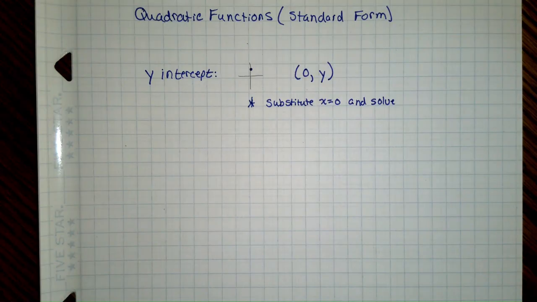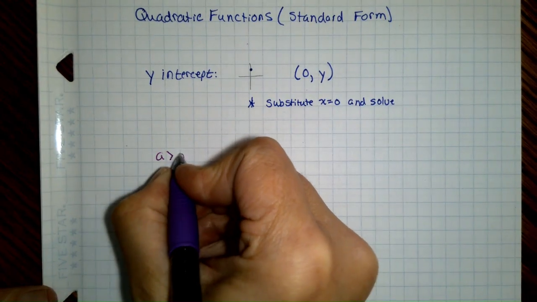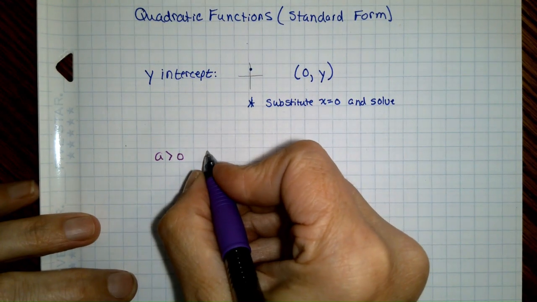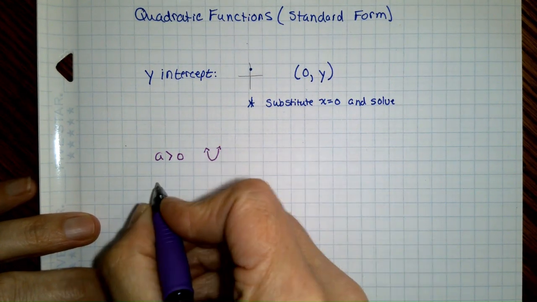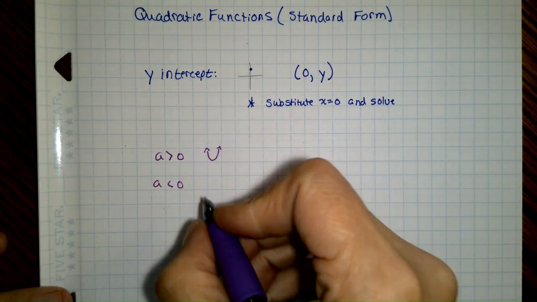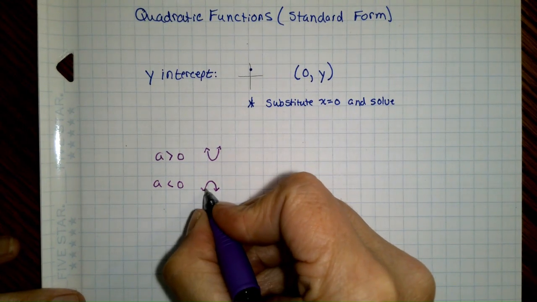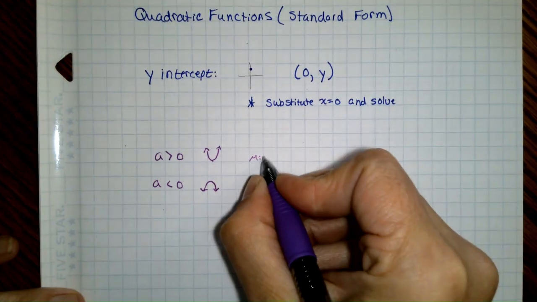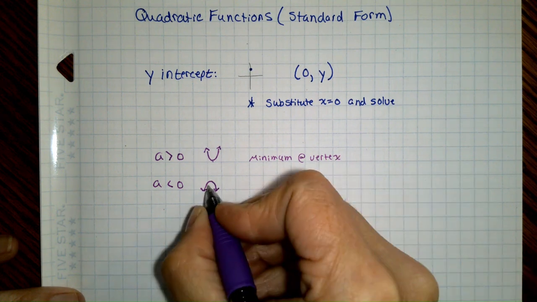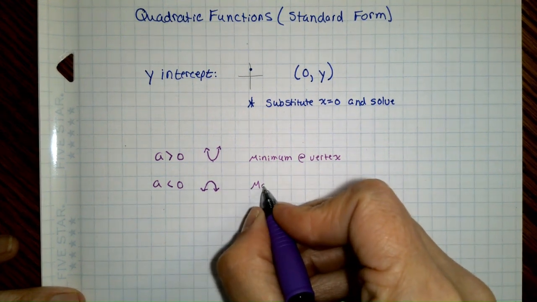A lot of things that were true in the quadratic functions vertex form video are going to be true in our standard form video. If your a value is greater than 0 or positive, if you remember in that video I said positive people are happy people, your parabola is going to open up. If your a value is less than 0 or negative, people are kind of frowny people, so it's going to open down. This has a low point, so it has a minimum at your vertex, where this one has a maximum height.